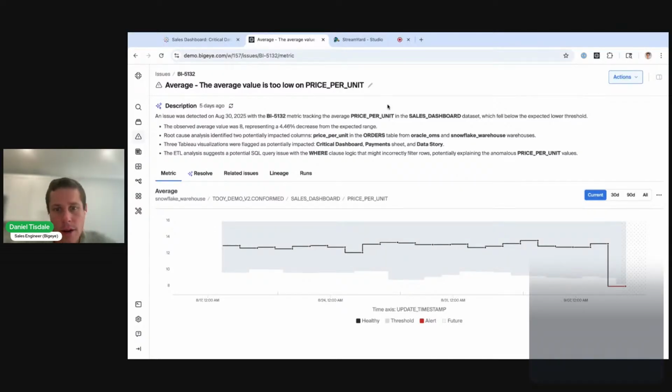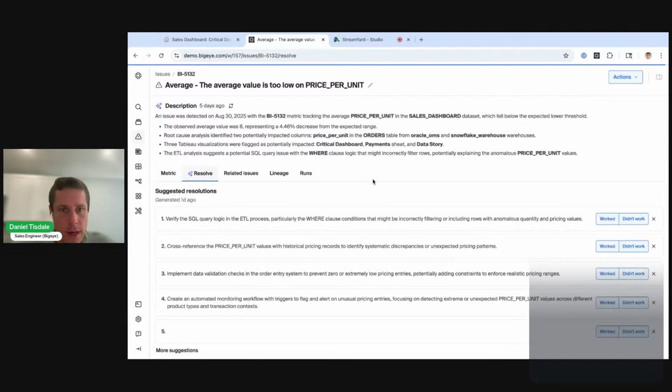So now I've got an understanding of, okay, this is the issue. These are some of the details around where that issue is occurring, when it first started occurring. Now, how do I go and resolve that issue? So I can click on the Resolve tab. And the Resolve tab here is going to first, at the top, present me with some suggested resolutions. So again, this is leveraging some generative AI. We call this functionality Big AI.